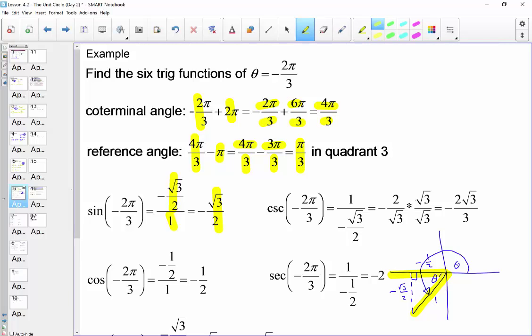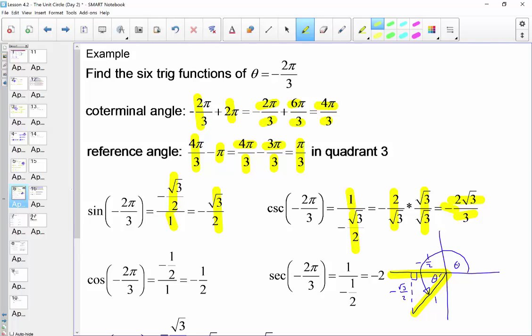The cosecant of negative 2 pi over 3 equals our hypotenuse 1 over the opposite side, negative square root of 3 over 2. So we'll multiply by the inverse of the denominator, and the result will be 2 over the square root of 3. Rationalize the denominator by multiplying the top and bottom by square root of 3. And we get 2 times the square root of 3 over 3, and that's negative.